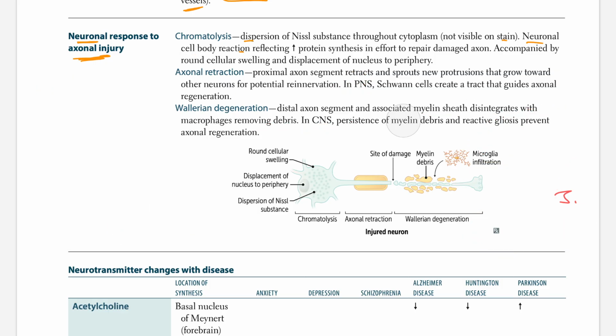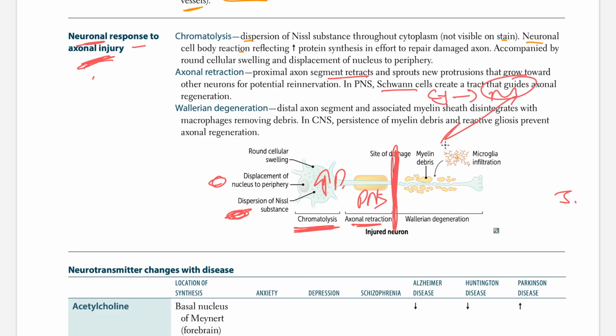So let's talk about the whole terminology of the neuron response to axonal injury. You have an axonal injury. First of all, what's going to happen is chromatolysis, which is the round cellular swelling, displacement of nucleus, distortion of the nuclear substance, and increase in protein synthesis. And if it is in the PNS, you will have axonal retraction, which is basically axon retracts. The Schwann cells release cytokines, which recruit the microglial cells, which clear debris, and not only clear debris, but the Schwann cells will put more myelin in and lead to axonal regeneration.